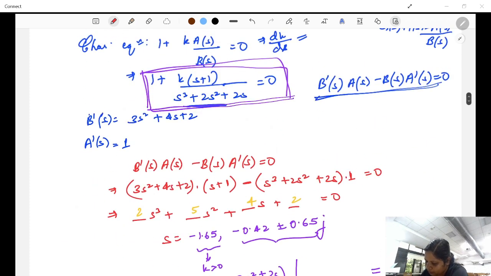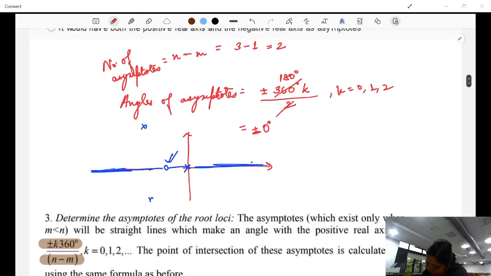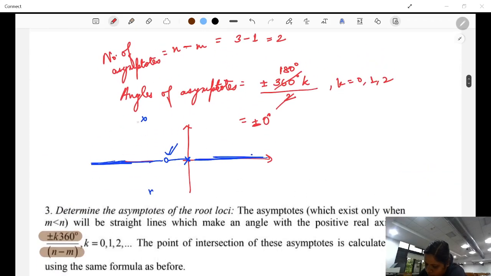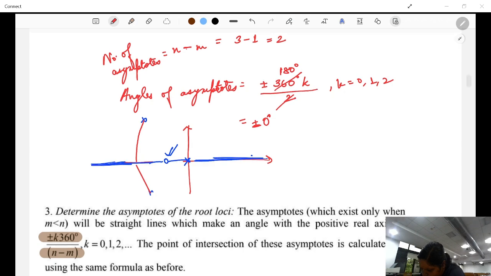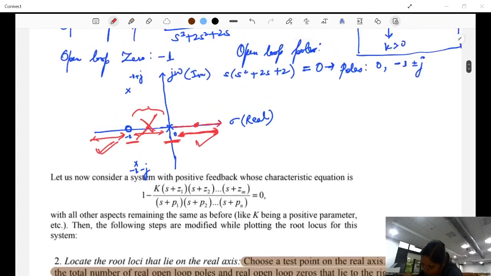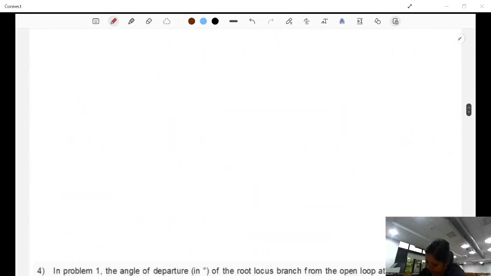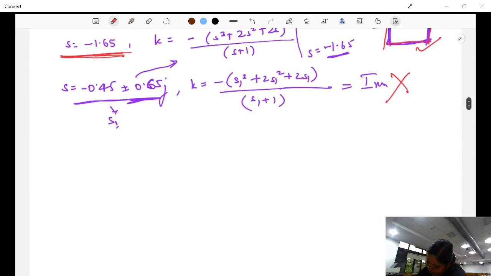Break-in point, we saw earlier, where did we see that? Yeah, these were the poles. So definitely they are going to come along this way. From this pole also this is going to come here. It was minus 1.65, I think. Have I drawn what the poles and zeros were for this equation? Just a second. I'll draw this again here, so that it is even clearer.